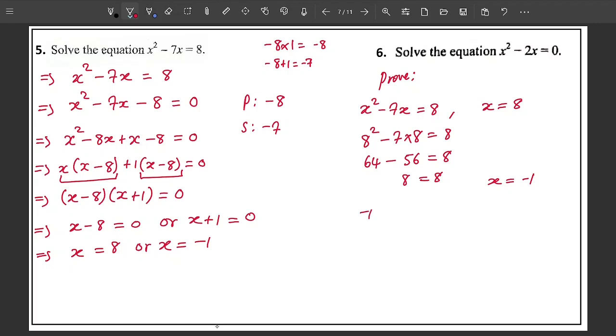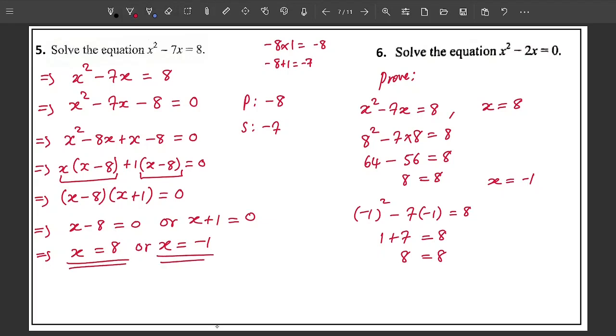Negative 1 to the power 2 minus 7 times negative 1 should be equal to 8. So negative 1 to the power 2 will be 1. Then negative 7 times negative 1 will be positive 7. So if we add here, we'll have 8, and this side has 8. So our answers are correct, proven.